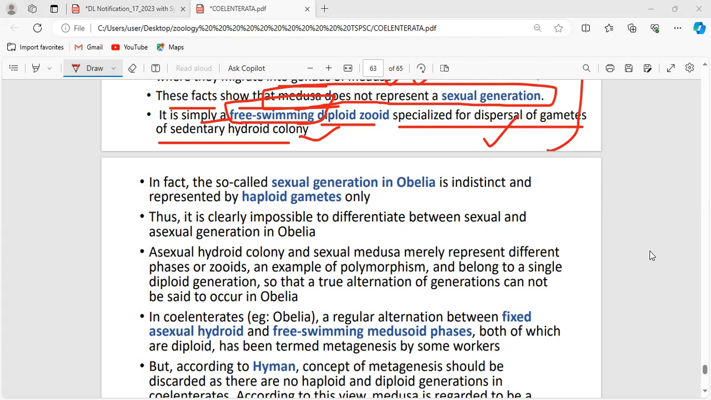Tomorrow we are going to complete the coral formation and some of the important things about Obelia. If I couldn't complete it by tomorrow, the test will be postponed to the day after tomorrow. But anyhow, I'm going to complete it tomorrow itself. The last 15 to 20 minutes is enough for the test. So please be prepared with the PPT.